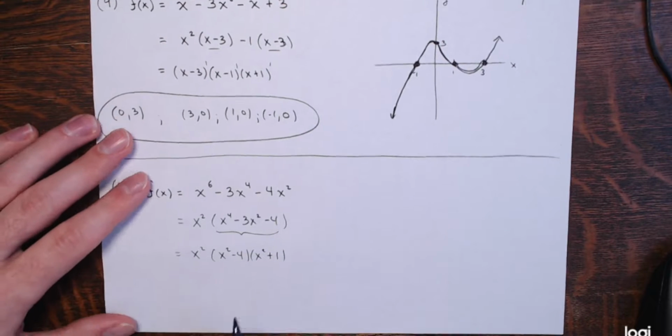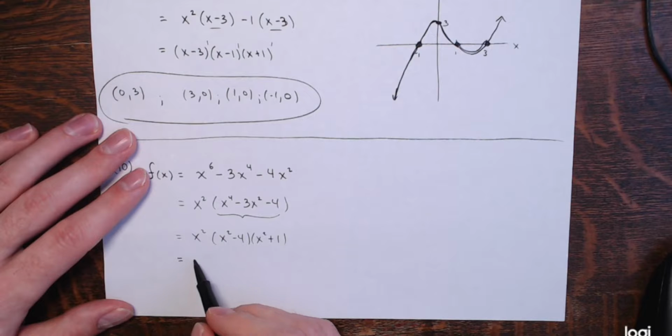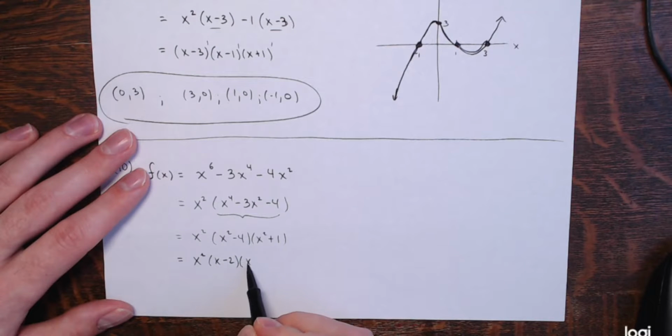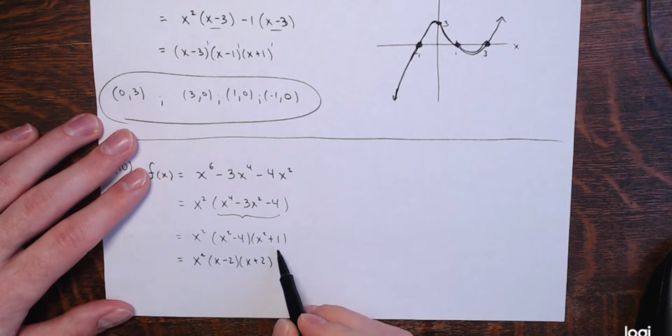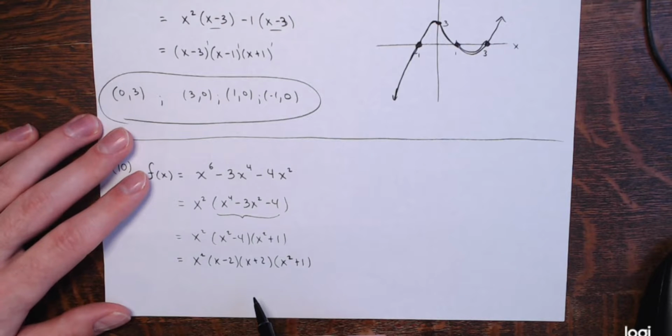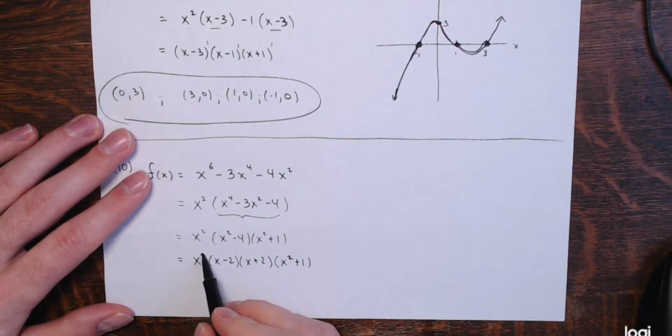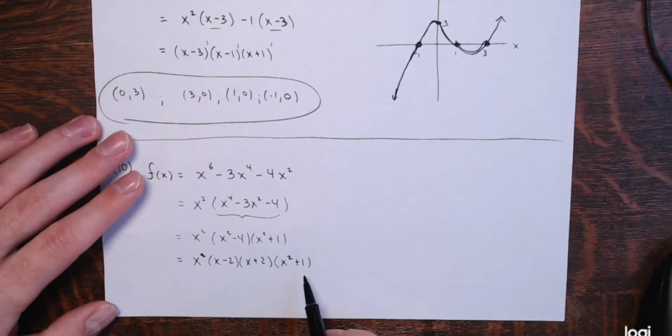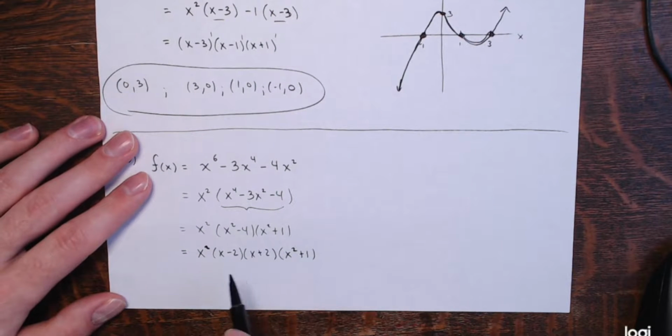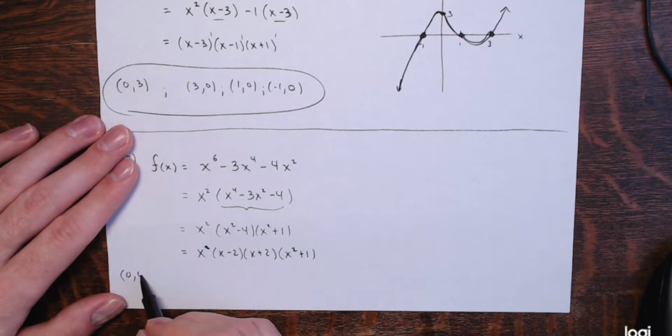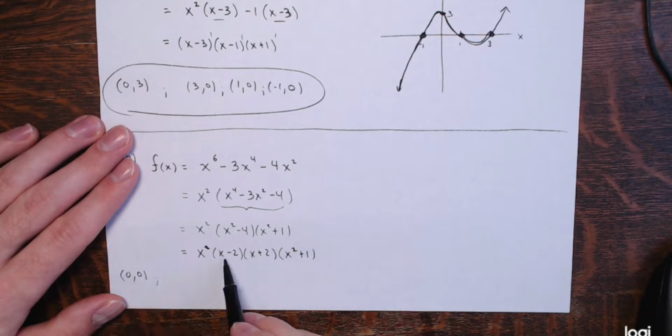And x squared minus 4 is a difference of squares. That factors to x minus 2 times x plus 2. And then x squared plus 1 is a sum of squares. You can't factor a sum of squares over the integers anymore. So here we go. That's as far factored as this is going to get. And the intercepts are clearly (0, 0). Right? If x were 0, the output would be 0. So there's an x-intercept and y-intercept. (2, 0), (-2, 0).